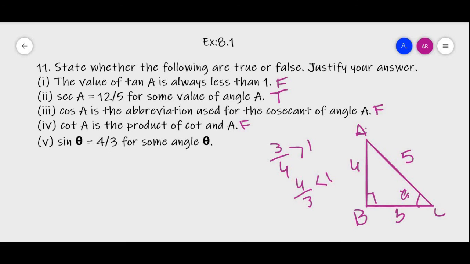And then the last question: sine theta is equal to 4 by 3 for some angle. This is going to be false as well. If you remember, in the first video itself I said that the hypotenuse is always the greatest side in every triangle. But in here the hypotenuse is 3. Sine theta is equal to the opposite side by the hypotenuse. The opposite side is 4 and the hypotenuse is 3 here. It cannot be, because 4 is greater than 3. The hypotenuse should be the greatest side, but it's not. So that's it. We have completed all the questions in this exercise 8.1.